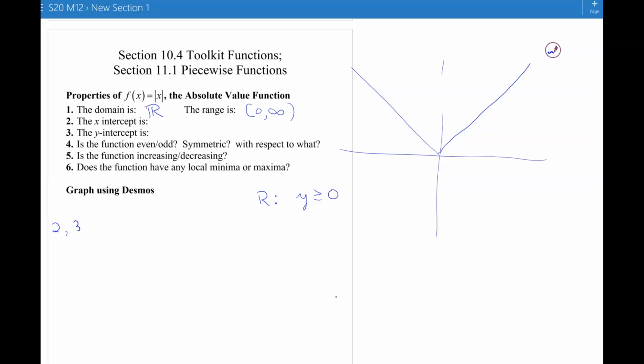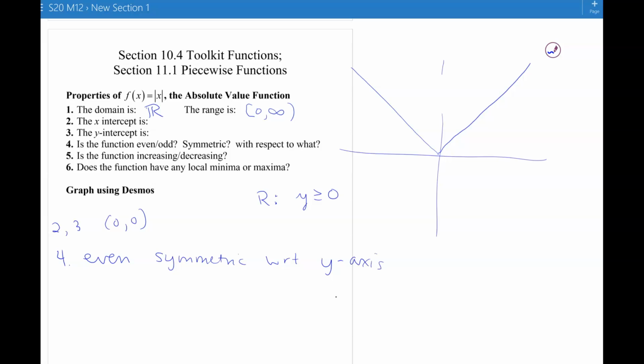And then again for number 2 and 3, we get the x and y intercept is a single point, the origin. And this function is even because I could fold it in half about the y-axis and it would match up. So it's symmetric, we say, with respect to the y-axis.